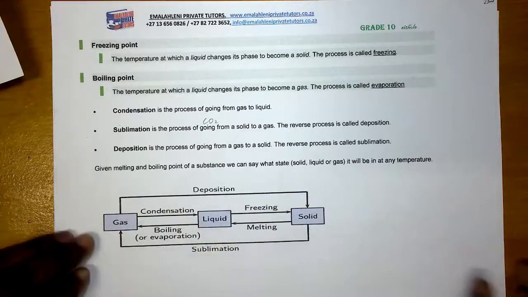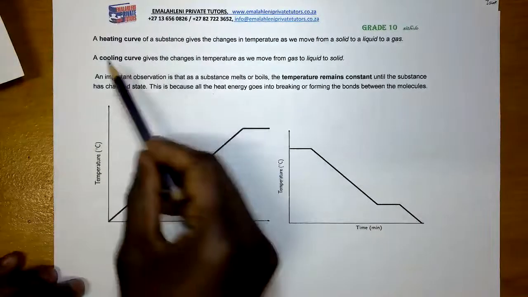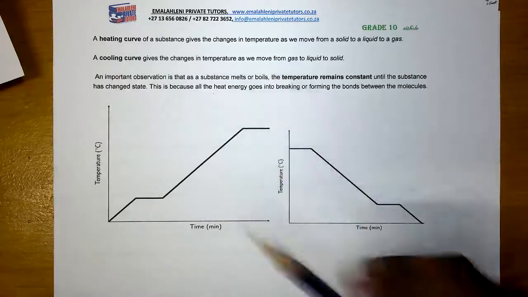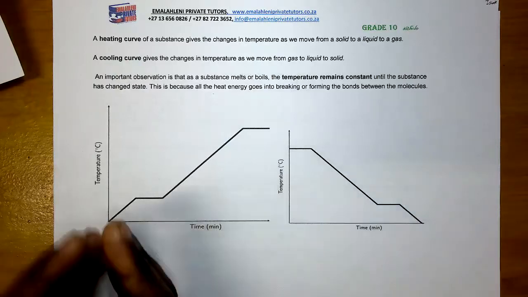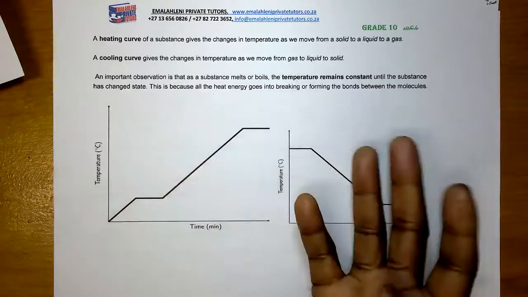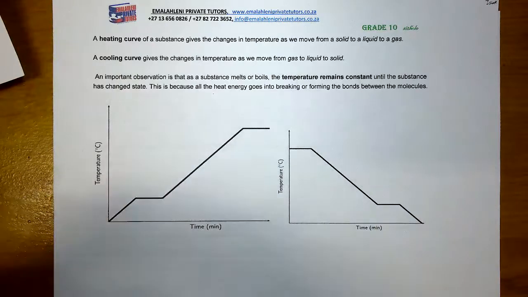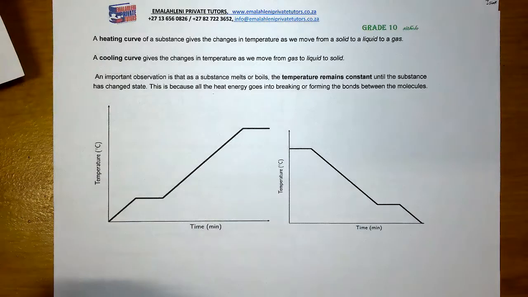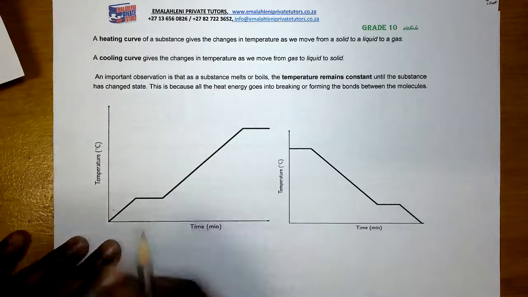And we just want to elaborate here through the heating curve and the cooling curve. The heating curve shows you the changes that happen when you take an ice cube and increase the heat on it: you find that it turns to liquid, and from there it turns to gas. So you must understand the heating curve very well.